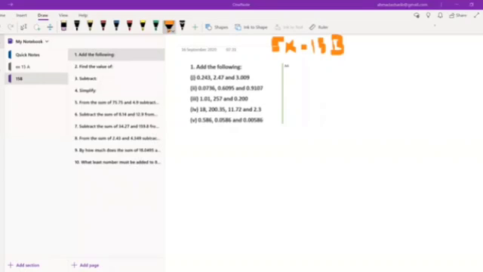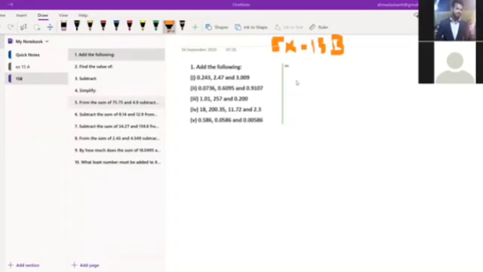Today we are going to start exercise 15B of chapter number 15. Name of the chapter is decimal. So let us start today's class and let us do the first question of this exercise.